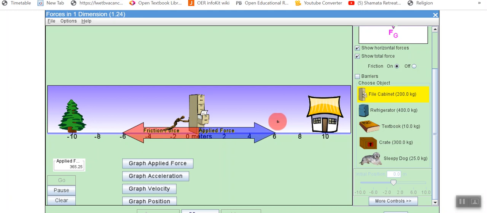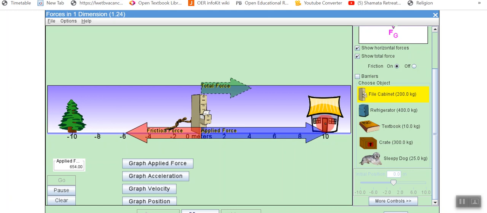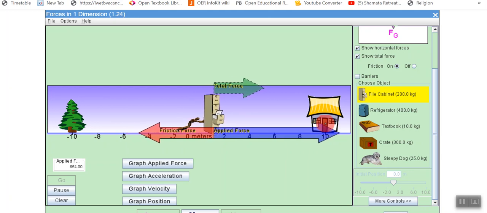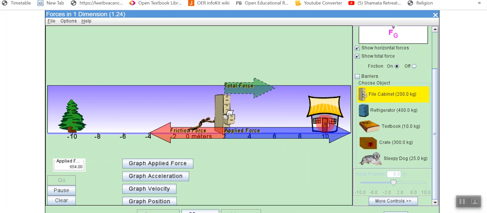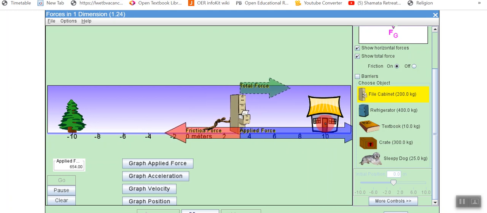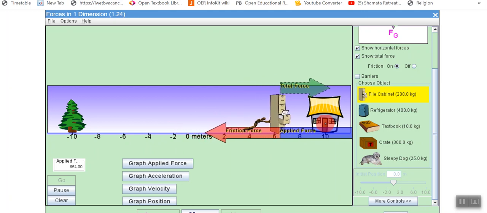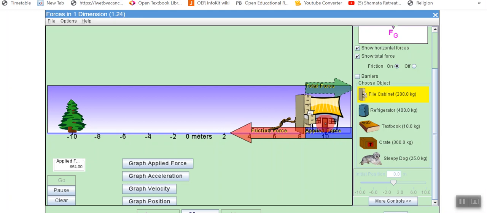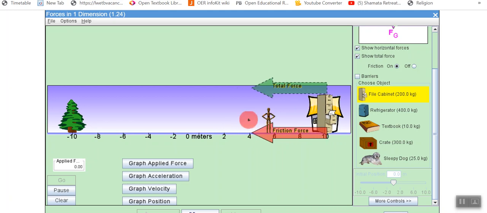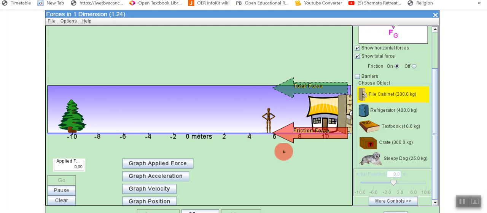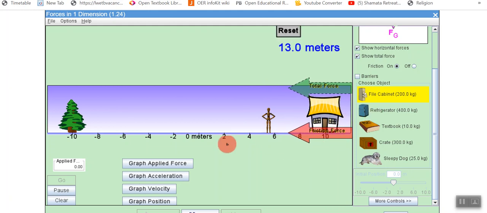We have to overcome the force of friction on the ground in order to get this object to move. Now we can see that the object is starting to move, and depending on how far we push it, we will have done some work. We're applying a force of 654 newtons, and we've moved the object even more than 10 meters. Once the object starts to move, we're continuing to do work.